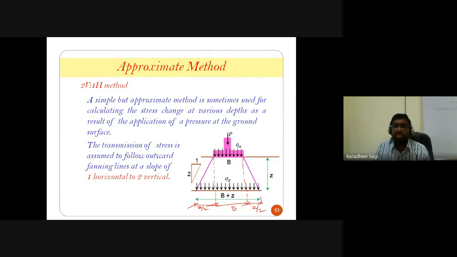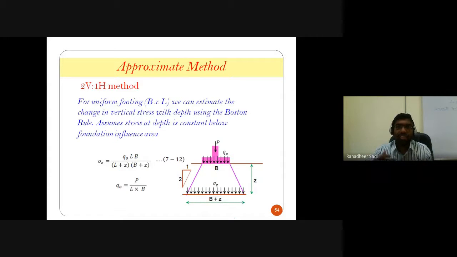So total, how much is it coming out to be? B plus Z by 2 plus Z by 2, so that's nothing but B plus Z in the width direction. That much is the width available at a depth of Z meters below the ground surface to carry the load. And in the length direction also, with that same slope distribution, the length available in the other direction is going to be L plus Z. So width available is B plus Z and length available is L plus Z for that load coming from the column to be distributed.